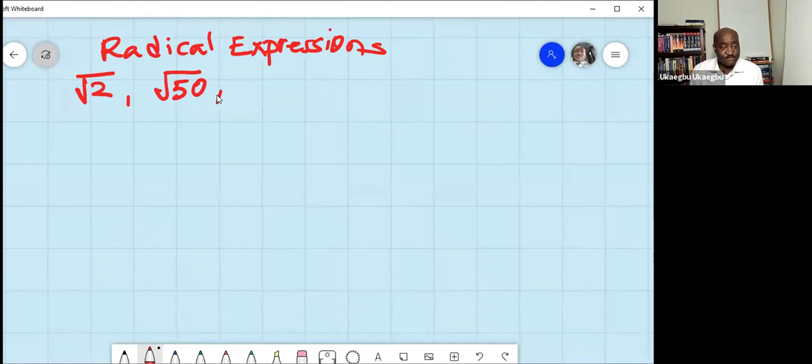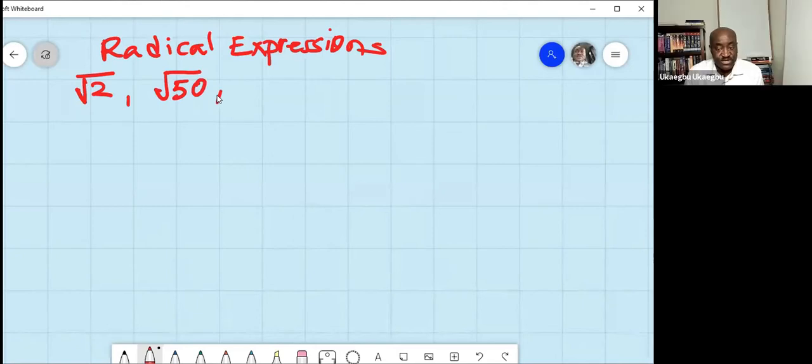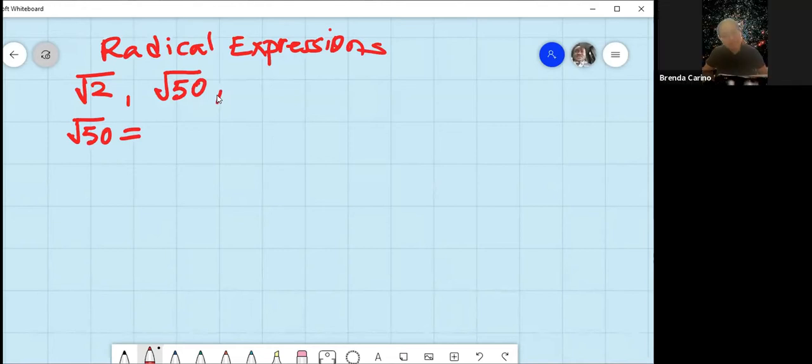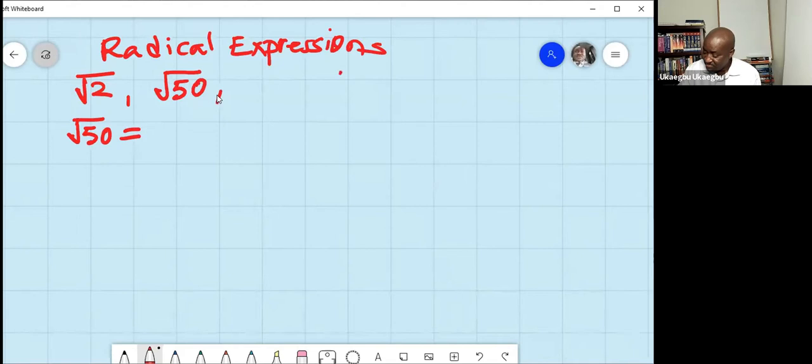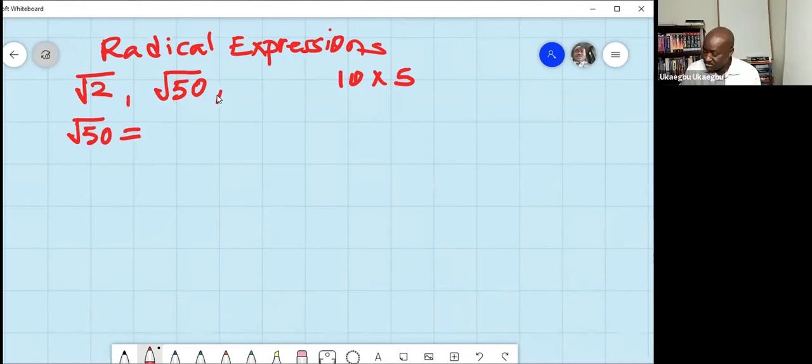So now let's see how we can simplify square root of 50 without using a calculator. How else can you write square root of 50? Can you expand 50? What are the factors of 50? 10 times 5, that's correct. Is there any other factor of 50? 25 times 2.